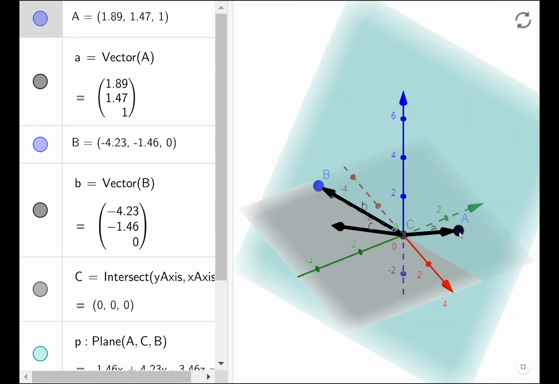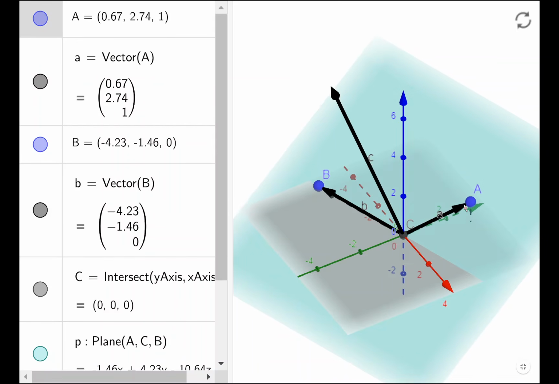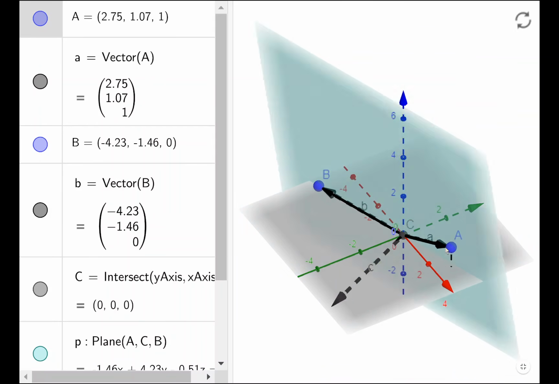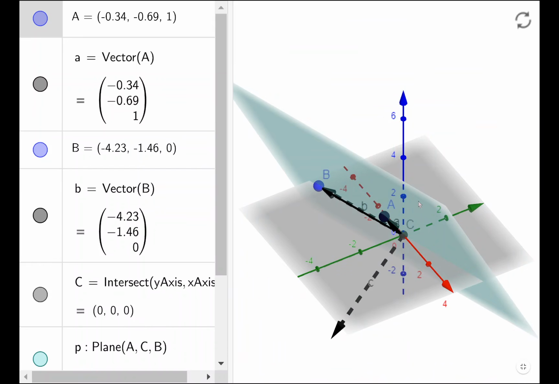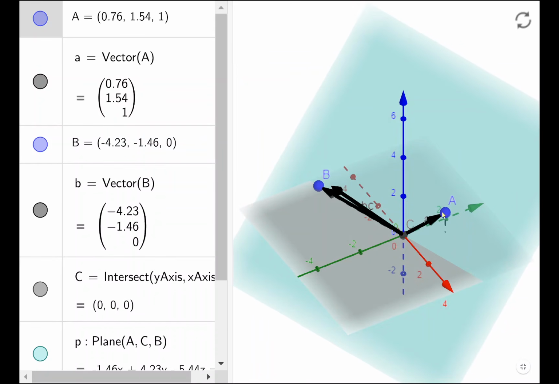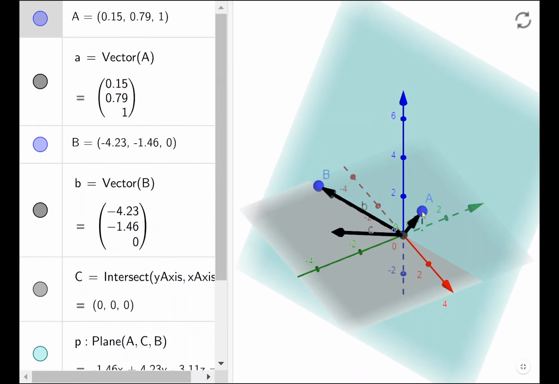Now, what this animation is doing is, as I change these vectors, see this third vector, that dash vector that's sort of pointing out in space? That is the cross product, okay? So what's happening here? Let's see if we can identify this visually.